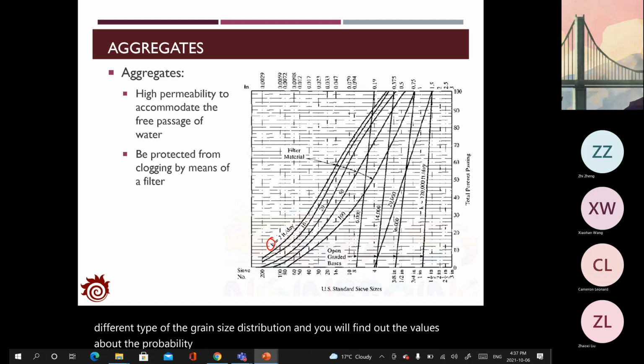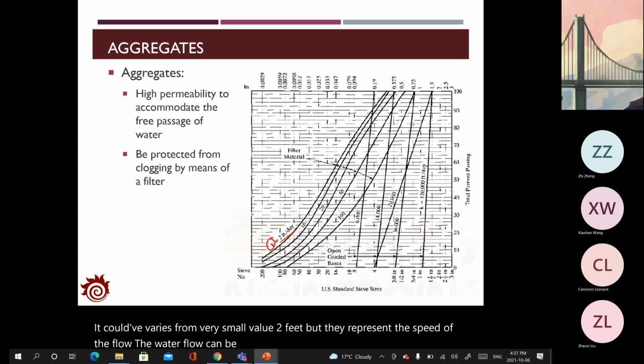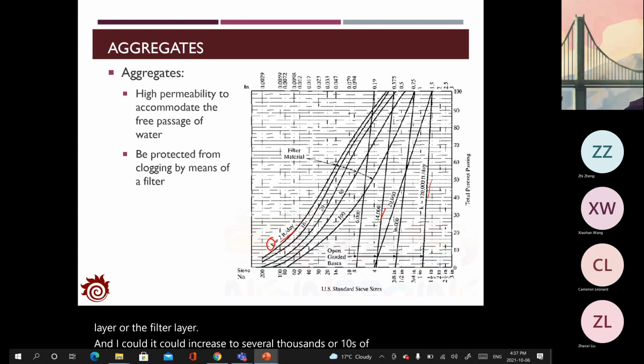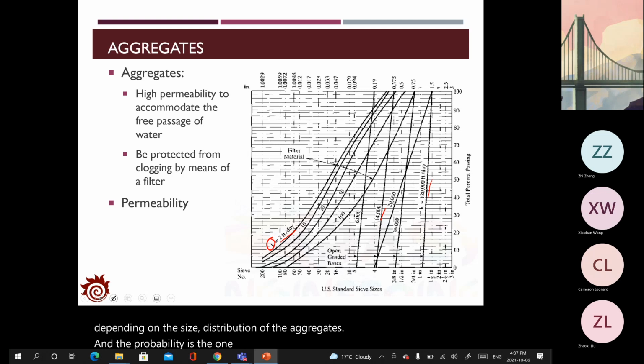So here, in this lecture, k is the variable to represent the permeability, and it could vary from a very small value, like 2 feet per day. It represents the speed of the flow, how fast the water can move along the drainage layer or the filter layer. It could increase to several thousand or tens of thousands, depending on the grain size distribution of the aggregates. And the permeability is one important factor for us to evaluate how good the drainage system is.